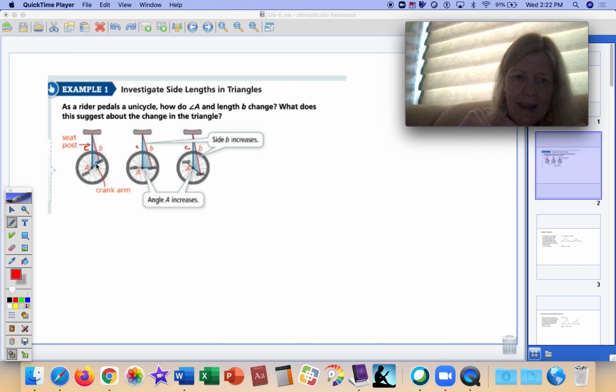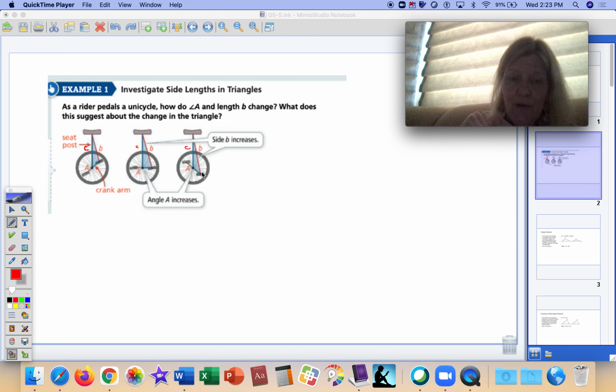But as the angle changes: angle A in unicycle 1 is an acute angle, all right, and the side opposite angle A is the length of B. If we look at the second triangle, the crank is in such a way so that angle A is a right angle, and now the length of B is longer than the length of B was in the first unicycle. And moving on, if you go to the third unicycle, as you crank that unicycle forward, right, this angle now is much larger than it was in the first unicycle or the second unicycle picture, right? So as angle A gets larger, B increases, all right?